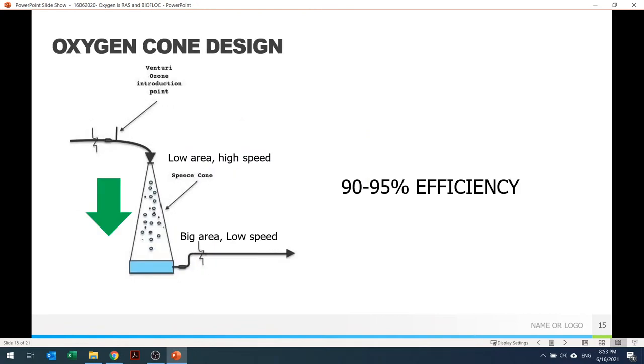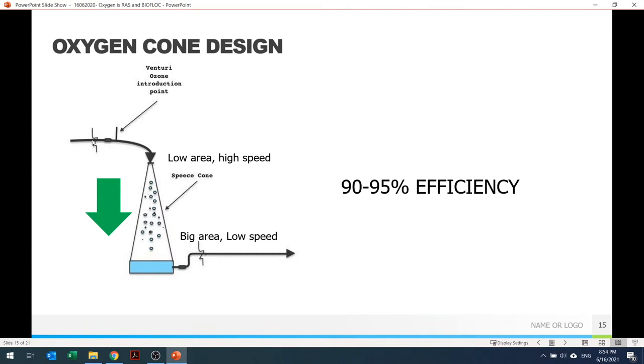Okay, so if you look at the oxygen cone, the previous design is actually very simple. It just looks like a fat drum that is slightly bigger at the bottom. What you do with the cone is introduce water coming down from the top and inject pure oxygen along with the incoming water. As they travel down into the cone, which has a bigger funnel at the bottom and a narrower funnel on top, because of the differences in area there will be a difference in speed, assuming conservation of volume. With a small area, the speed is much faster compared to a big flow area where the speed is much lower.